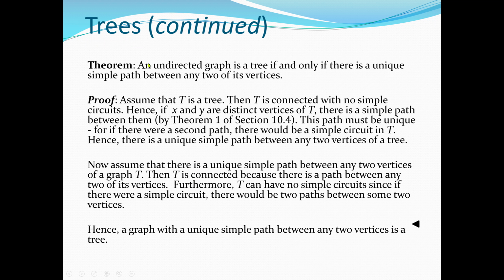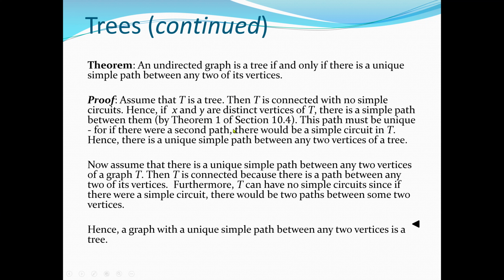We have a theorem here saying that an undirected graph is a tree if and only if there is a unique simple path between any two of its vertices, which means there's no simple circuit. To prove this, we assume that T is a tree. Then T is connected with no simple circuit. Hence, if X and Y are distinct vertices of T, then there's a simple path between X and Y.